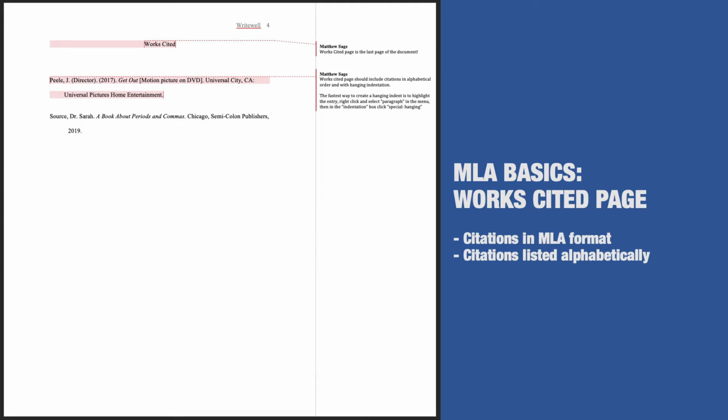The last page of your document should include a works cited page. Those citations should be in MLA format. Many online tools can help you format a citation in MLA formatting. I like citationmachine.net. Citations should be listed alphabetically on the works cited page.